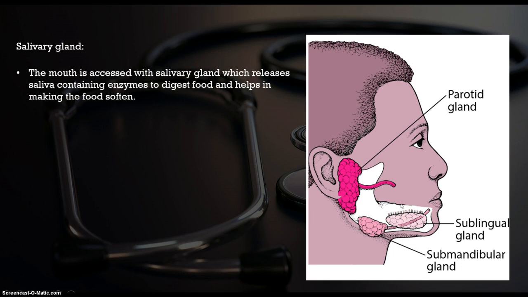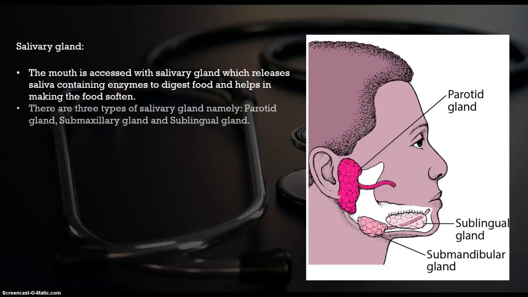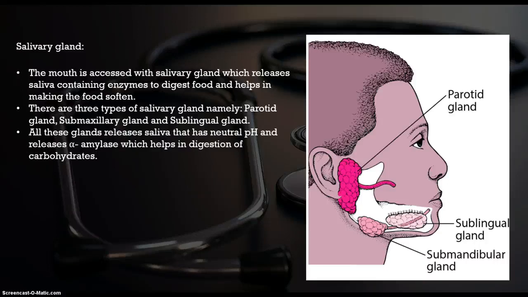These salivary glands release saliva, which helps in the digestion of the food because it contains certain enzymes and also helps to soften the food. As I have said, salivary glands are of three different types: parotid, submaxillary and sublingual. All these glands release saliva which has a neutral pH. That means it is neither acidic nor basic, it is neutral.